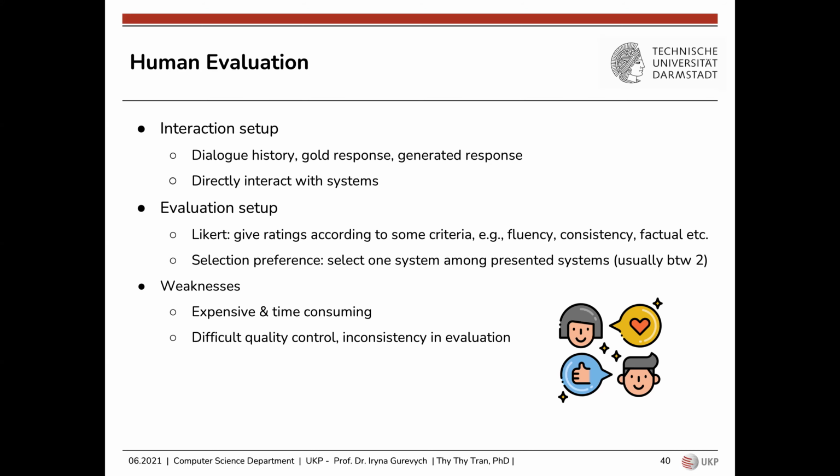However, human evaluation is known to be expensive and time-consuming. Also, people are very subjective. It's difficult to control the evaluation quality of different human judges, as well as of a single person against themselves. So generally, both automatic and human evaluation are often used together.